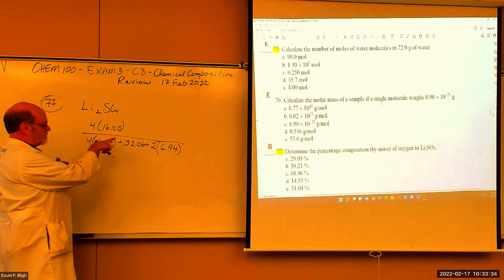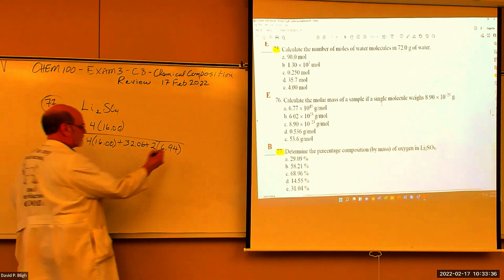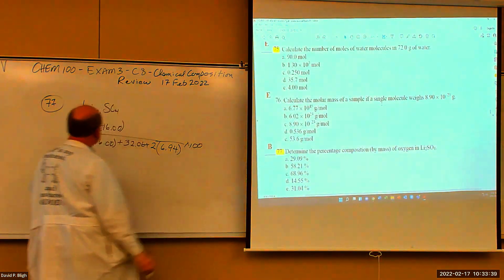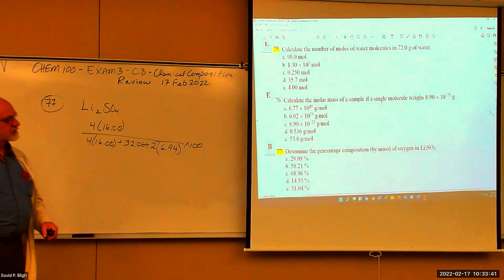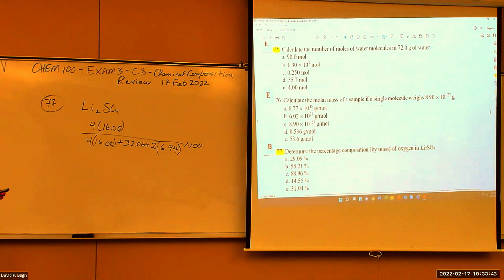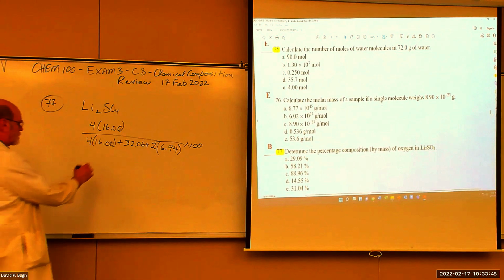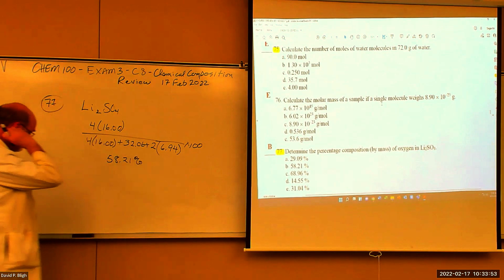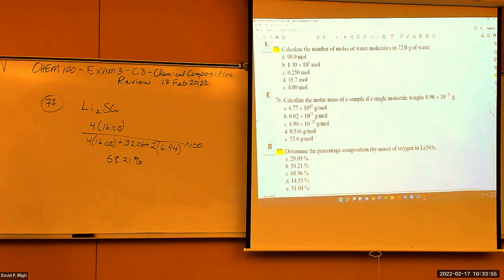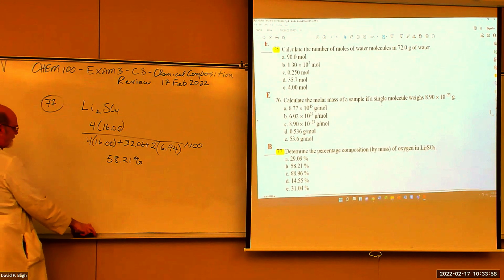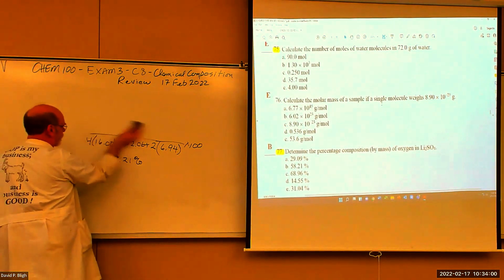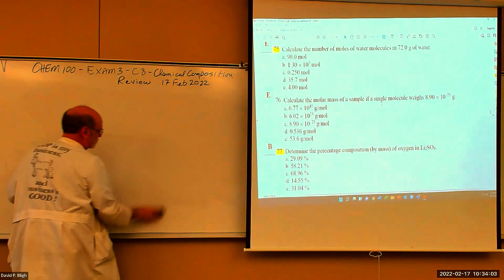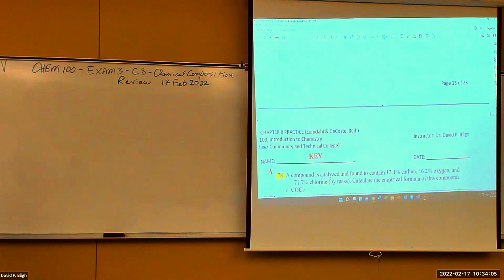Anyway, do that calculation times 100. That should give us the composition of oxygen in that molecule, and it should come out to 58.21%. All right, let's see, 78 needs a scroll.